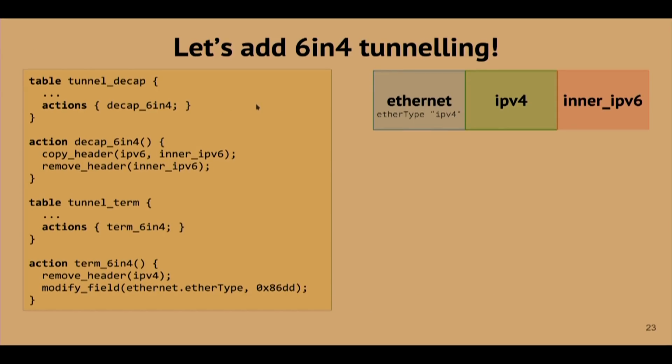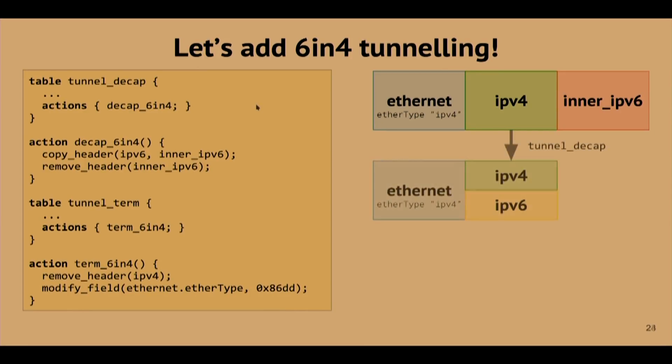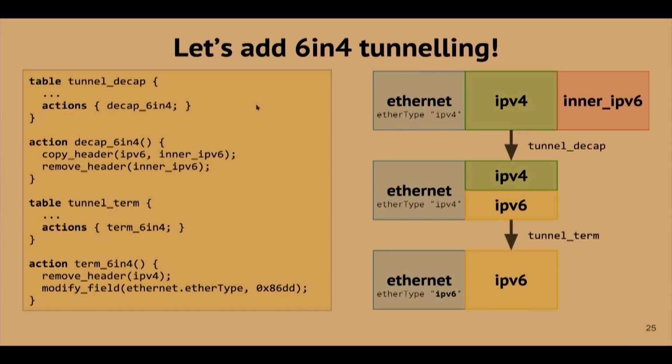Okay, so let's kick it up a notch and add 6-in-4 tunneling. Let's add a tunnel decap table to decapsulate the inner IPv4 header and promote it to a layer 3 header. We keep the IPv4 header around so that we can continue to refer to its fields for, say, access control. Later on, we terminate the tunnel by removing the IPv4 header and setting the ether type to IPv6. Looks great, right?